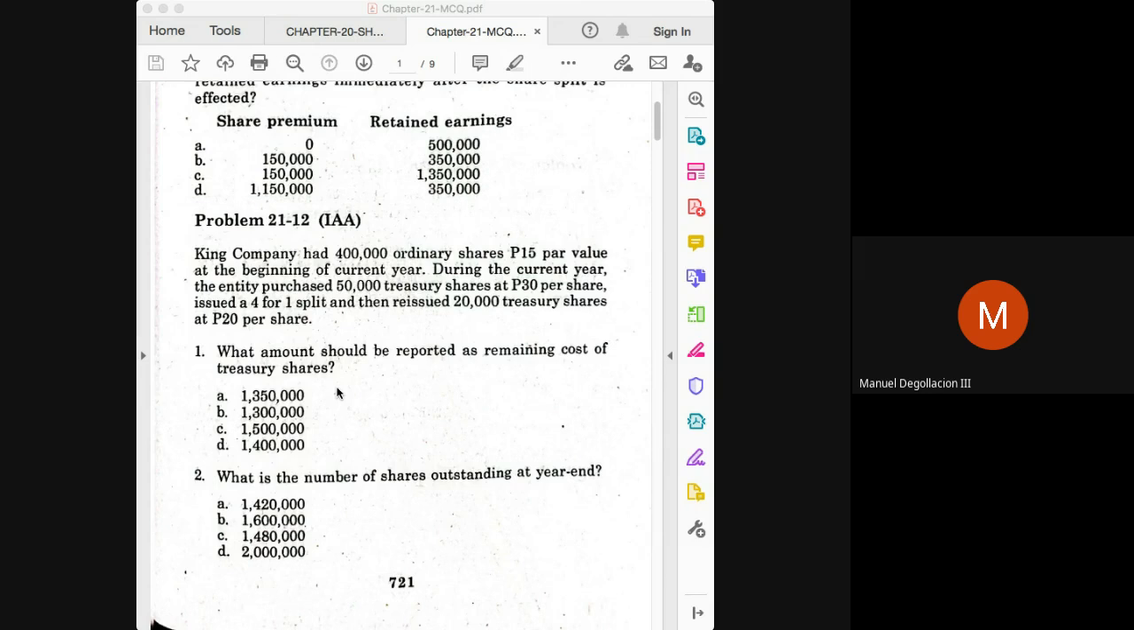Okay, so I want us to answer number two first. So to solve for outstanding shares, class, it's important for you to distinguish between those that are issued and those that are outstanding.